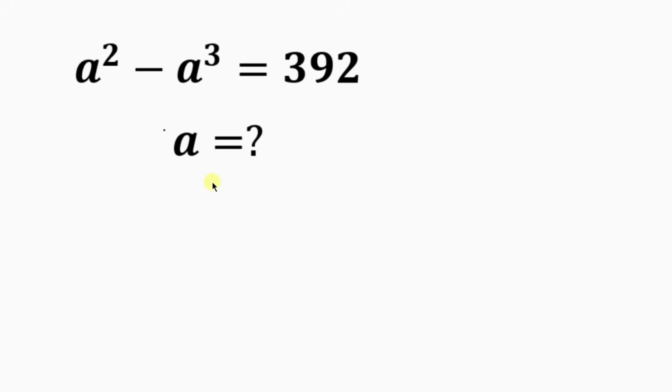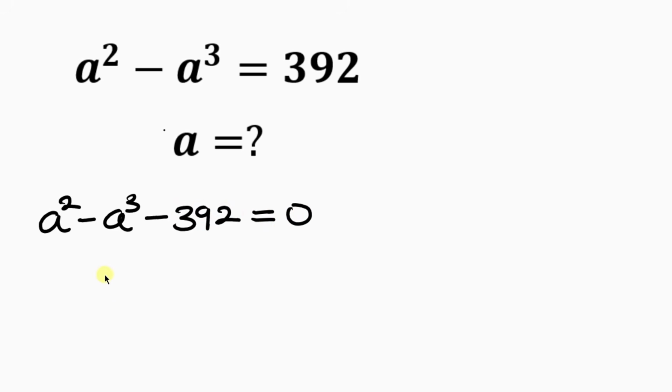In this video, we're going to find all values of a, given that a squared minus a cubed is equal to 392. In order to find all values of a, our first step will be for us to move 392 to the left-hand side. When we do that, we have a squared minus a cubed, and as 392 crosses to the left, it becomes negative 392. This is equal to 0.